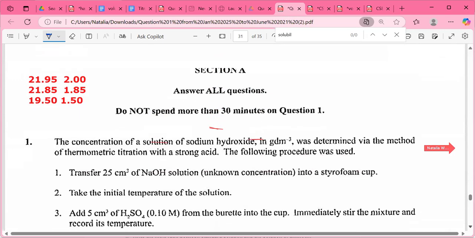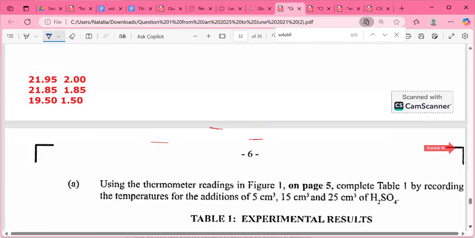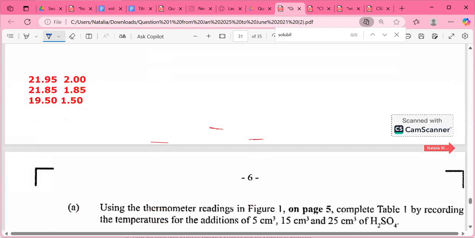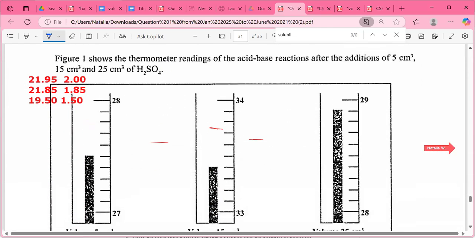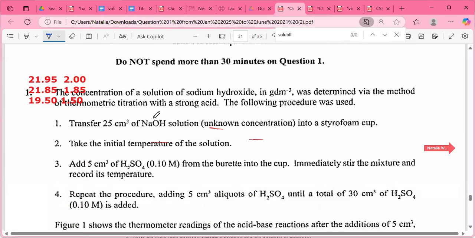All right, so the concentration. Okay, this is it. So this is January 2021, if I remember correctly. The concentration of sodium hydroxide in grams per dm cube was determined via a method of thermometric titration with a strong acid. The question didn't ask us what a strong acid is, but I want to know the answer for this. What is a strong acid?